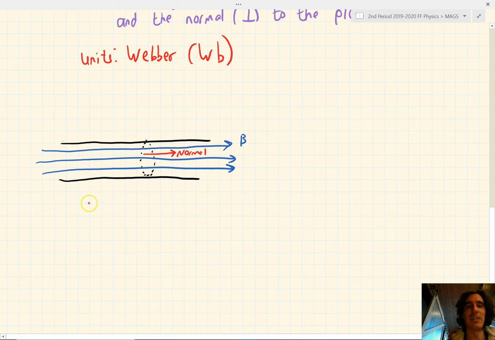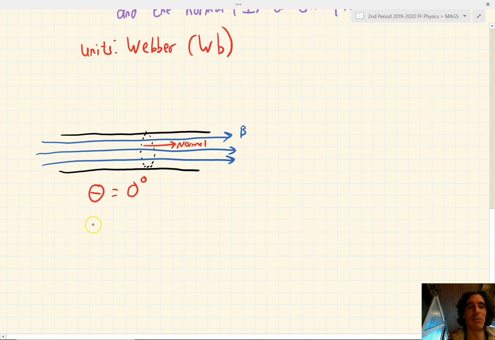And as we can see, the angle between the magnetic field and the normal is 0 degrees. And when we take the cosine of 0 degrees, we get 1. So our magnetic flux is max when the angle between the normal and the magnetic field is 0 degrees.